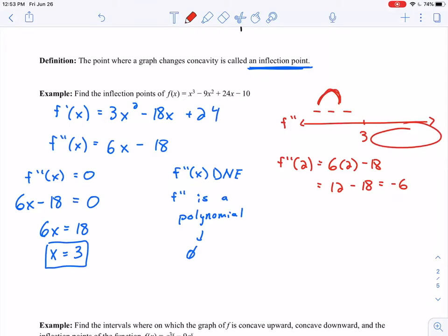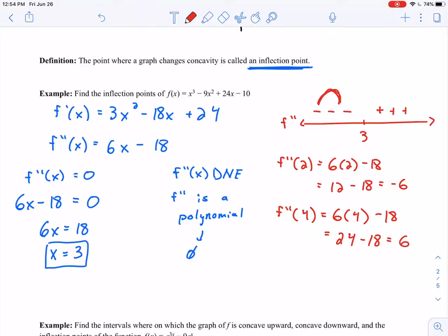Now I need a number on the right-hand side of 3. One thing that I'll actually go out of my way to mention here: I can't just assume that it's going to be positive over here. I need to actually show that there is, in fact, a sign change at 3. So I do still have to take a number on the right-hand side of 3 and plug that into my second derivative. So I'm going to take 4. F double prime of 4 is equal to 6 times 4 minus 18. This is 24 minus 18. This time I do get back a positive 6. So my second derivative is positive on the right-hand side. If my second derivative is positive, then my function is concave upward. So I'm going to draw a picture of a concave upward function.